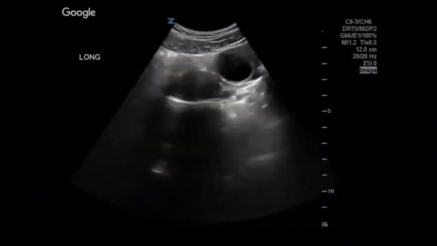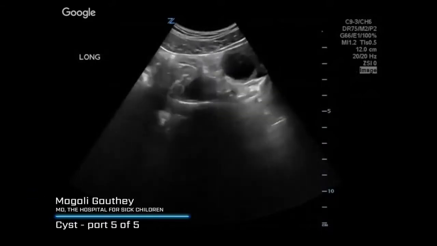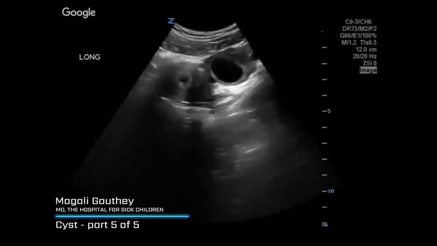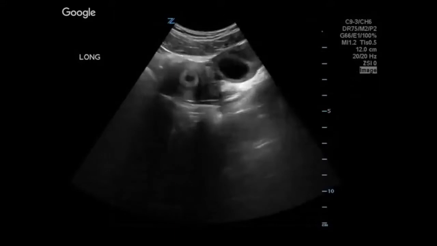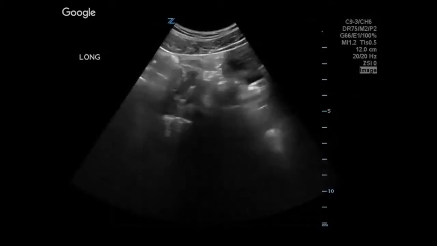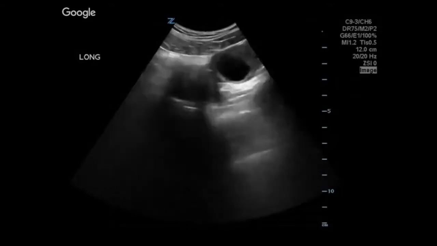Here is a girl that you're scanning for abdominal pain. So, yeah, ovarian cyst, but she also has something that looks like some free fluid.